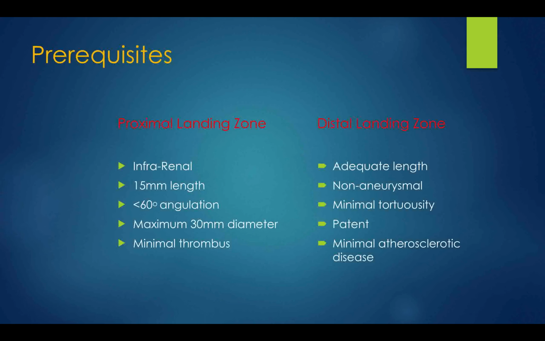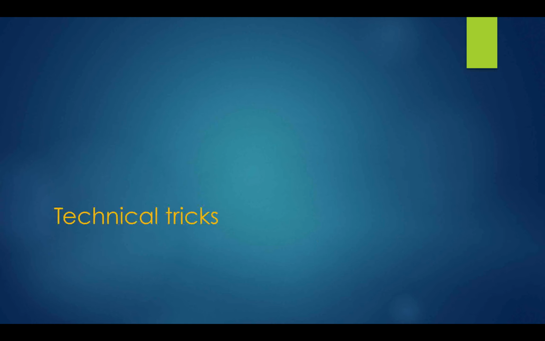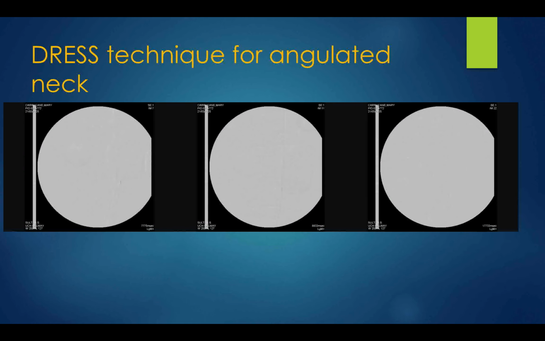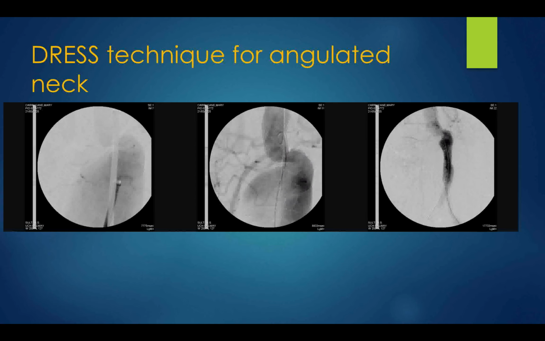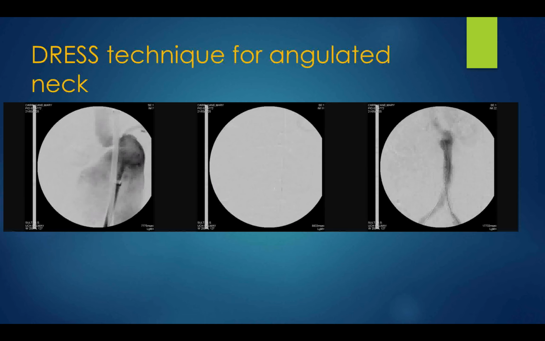In terms of prerequisites for EVAR, we all know the guidelines and the instructions for use for proximal and distal landing zones, but it's not a necessity these days if you have to do something to overcome a difficult anatomy. We're going to discuss that in the next few slides. So this is the first example when you come across a very angulated neck like that in a patient who's not fit for open repair, and your only option is an endovascular option.